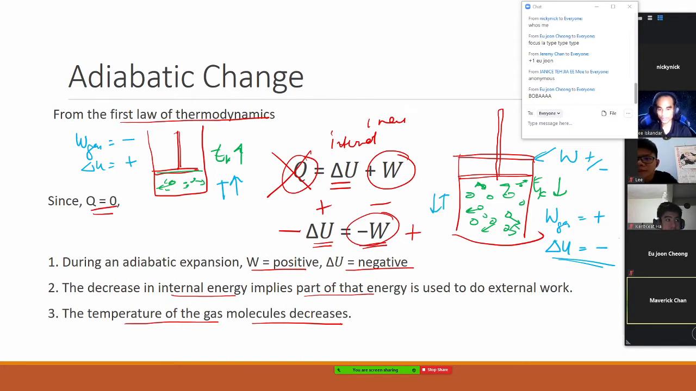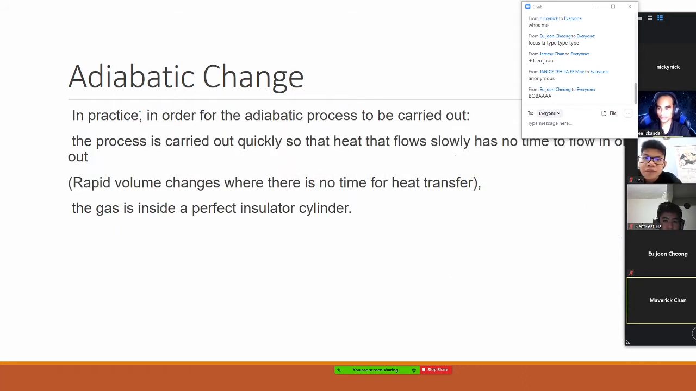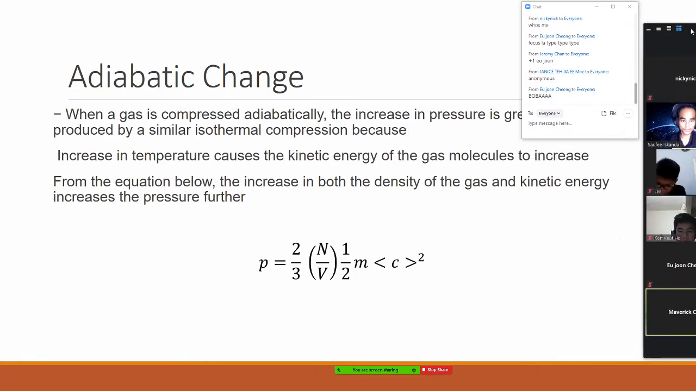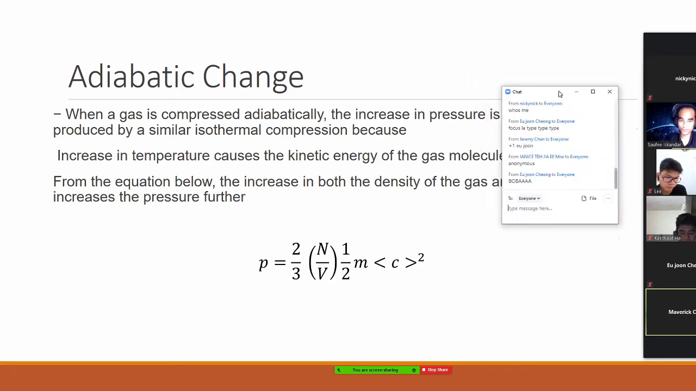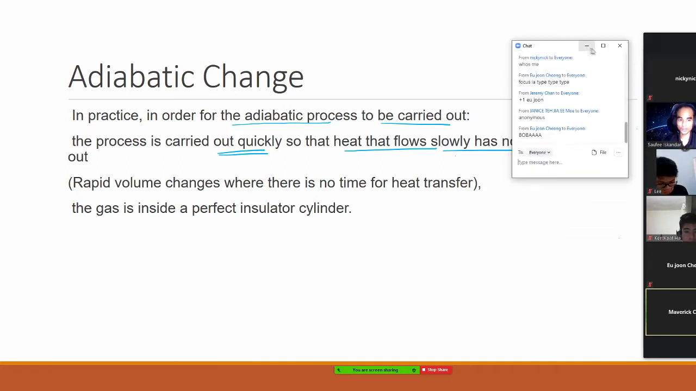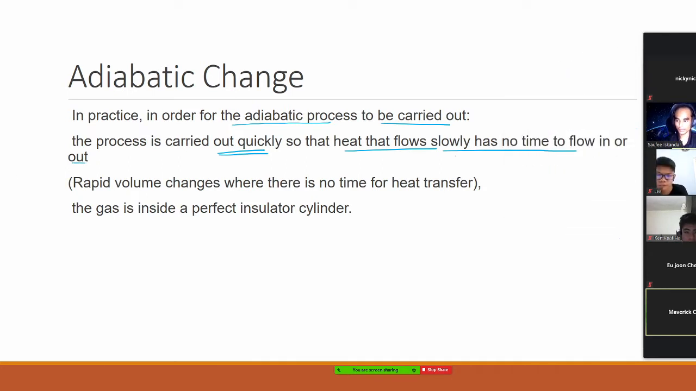Okay, we go to the next part. In practice, in order for the adiabatic process to be carried out, the process is carried out very quickly, so the heat has no time to flow in or out. With rapid volume changes, there is no time for heat transfer. Otherwise the gas needs a perfect insulator cylinder to get an adiabatic change.